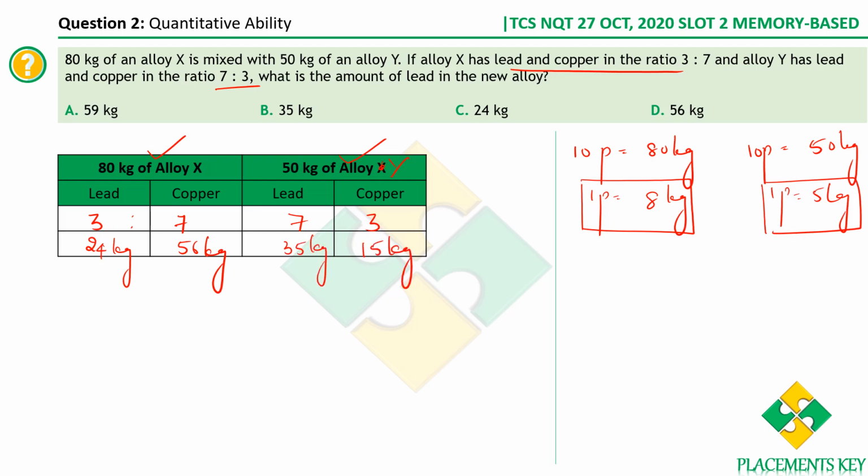Okay, so we have got the individual weights of lead and copper in each of the alloys. Now we have been told that both of these are mixed. So if we mix both alloy X and alloy Y, what is the total amount of lead in the new alloy? It is 24 plus 35. So 24 kgs plus 35 kgs, which we get as how much? It is 59 kgs, right? 59. So which is option what? Option A.